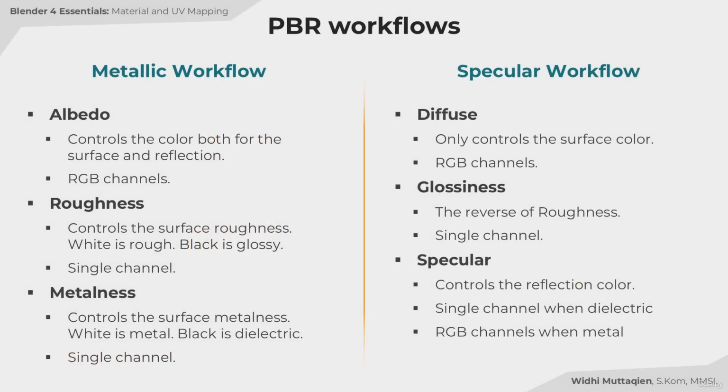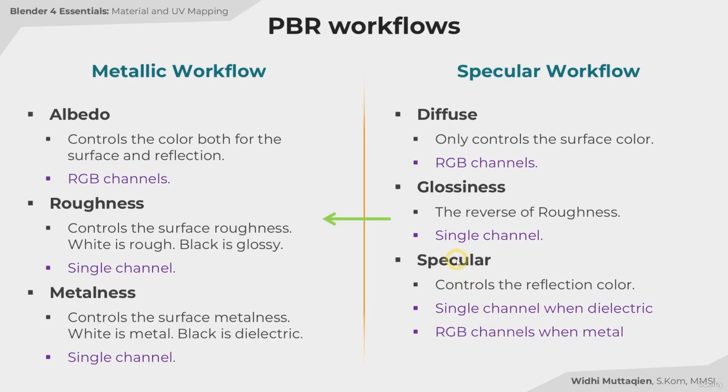Alright? The reason why people eventually prefer the metallic workflow is because it is less demanding on memory and computer performance. The metallic workflow only needs 5 channels in total. That is, 3 channels or RGB channels for the color, which we call albedo, 1 channel for roughness, and 1 channel for metalness. While the specular workflow needs 7 channels in total. That is, 3 RGB channels for the color, which we call diffuse, 1 channel for glossiness, and another 3 RGB channels for the specular.